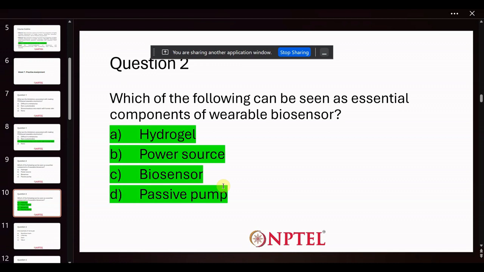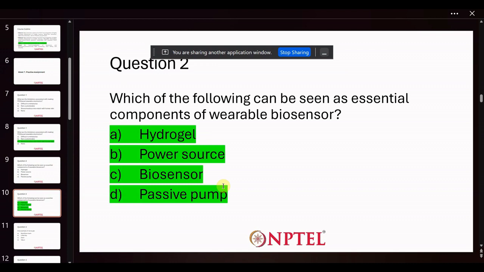Without a passive pump, the sample won't actually reach the sensing zone, because a wearable biosensor will have some microneedles or something like that at the interface, and then you will have a sensor per se, in the form of a watch or a patch. So there will be the human skin, an interface of microneedles, and then the sensor. You need capillary action to take the fluid from your body, from the skin, to the sensing zone. So the passive pump is a very important element in a wearable biosensor.